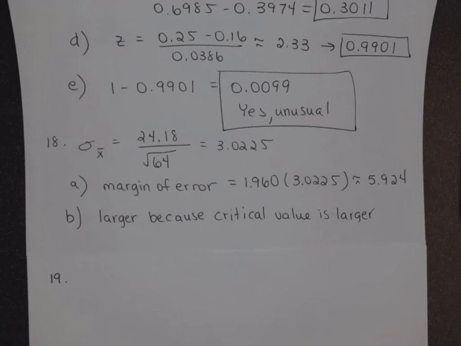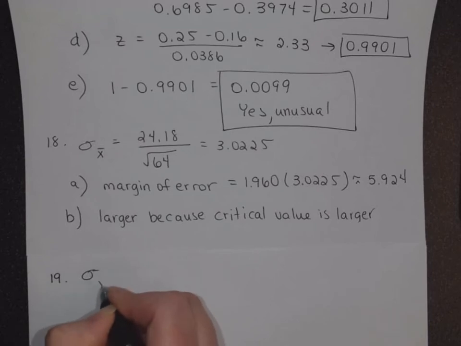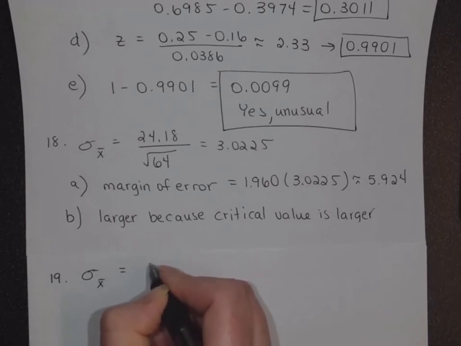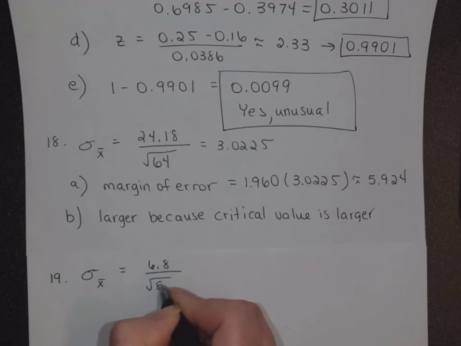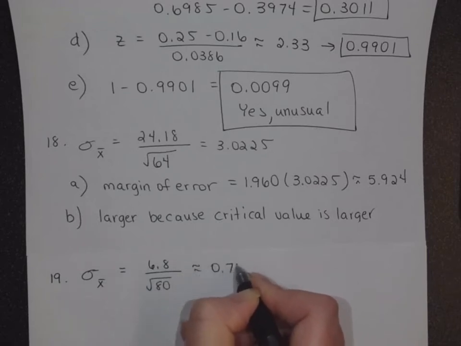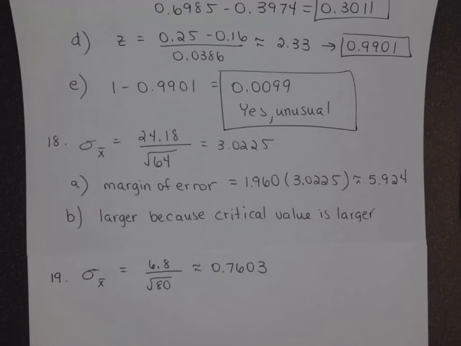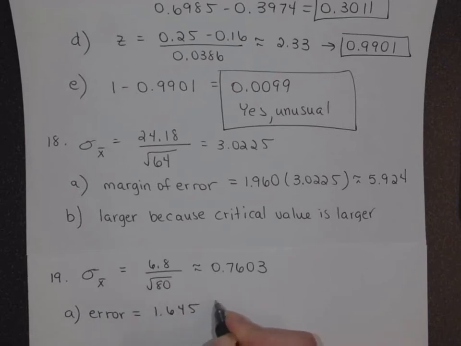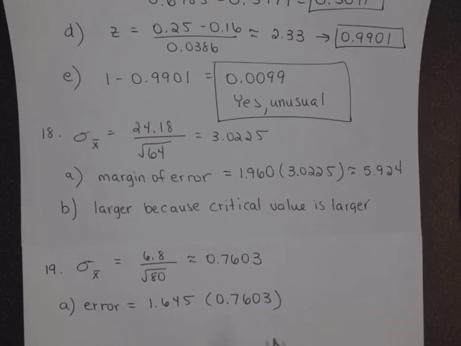Okay. Number 19, so again, let's find the standard deviation of the sample. So that would look like 6.8 over the square root of 80. Okay, so this one, I'm asking you to go a little further, right? I'm asking you to come up with a confidence interval. So what you want to do first is find your error. And your error is equal to, for 90%, look on your chart, it's 1.645. And then you're going to multiply that times the 0.7603. Okay? And then whatever you get there, that's what you're going to add and subtract to the value.